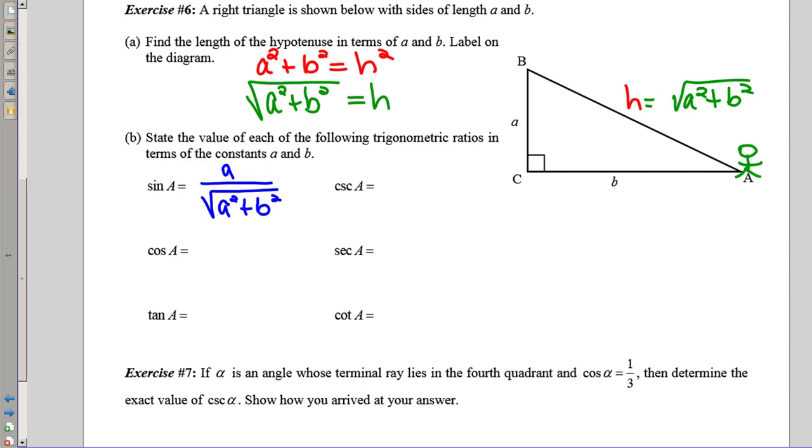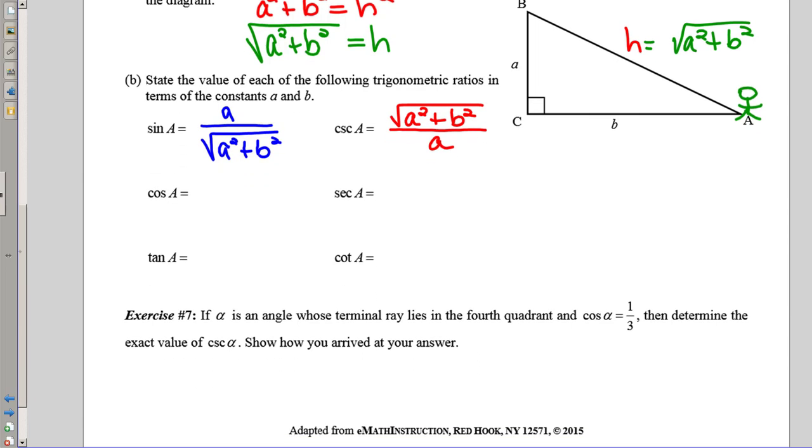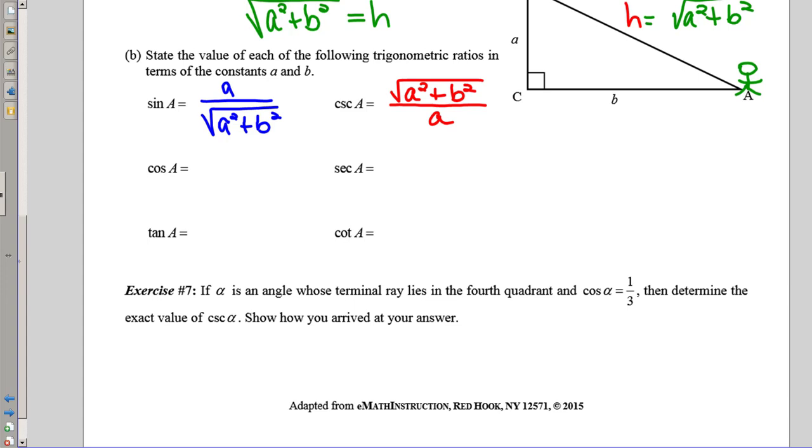So if I know sine is A over the square root of A squared plus B squared, I know the cosecant of A, the reciprocal of sine, will be the reciprocal of the answer that I got for sine A. Okay, so I'd like you to try and finish cosine, tangent, secant, and cotangent, and then exercise 7.